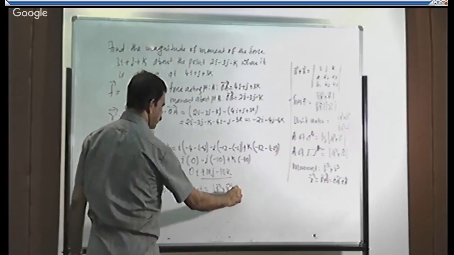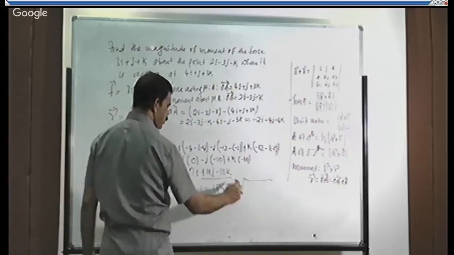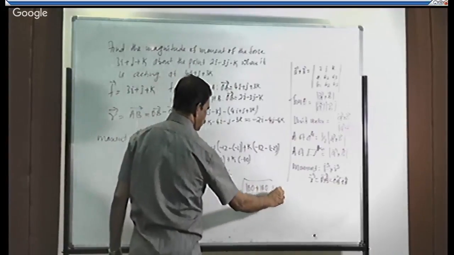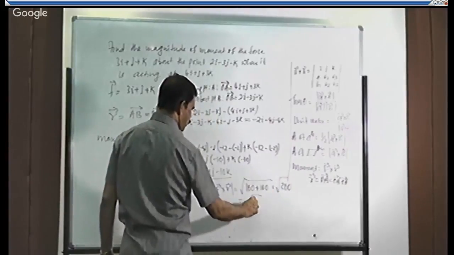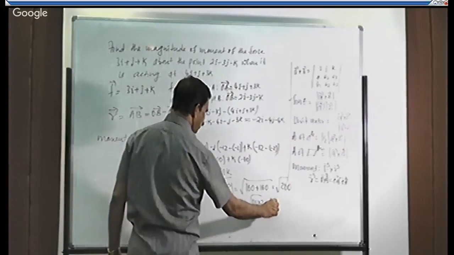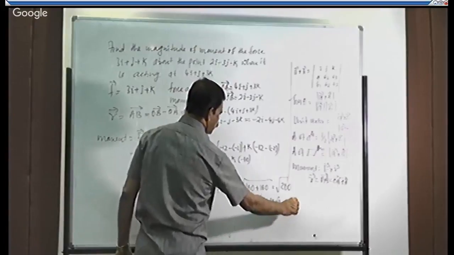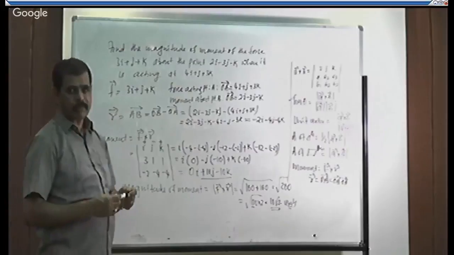Magnitude of F cross R is equal to root of 0 square is 0, 10 square is 100, plus 10 square is 100. It is equal to root of 200. Or if we want, we can further simplify it: 100 into 2, root 100 is 10, so 10 root 2 units. That is the magnitude of the moment of a force.